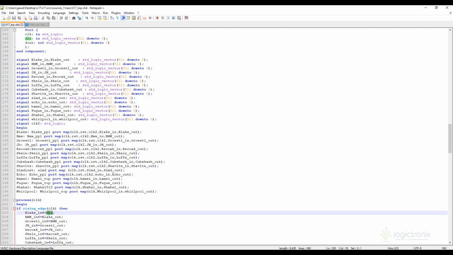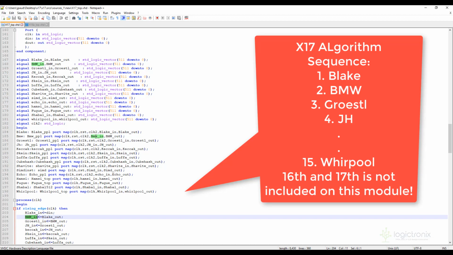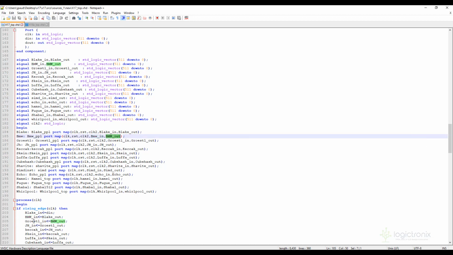So D in will be fed to the first algorithm, of course, that will be Blake, and the output of the first algorithm is fed into the input of the second, and that's BMW, and the output of the second algorithm will be fed into the input of the third algorithm, sorry. So the third algorithm is Groestl.